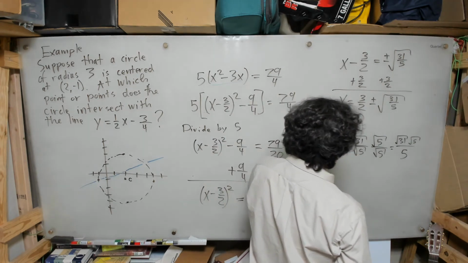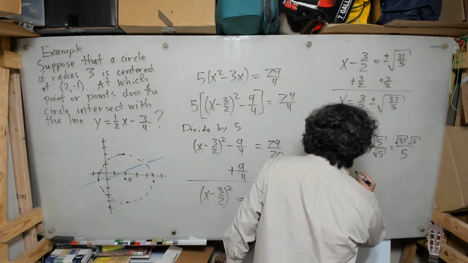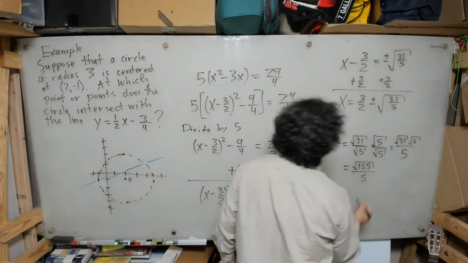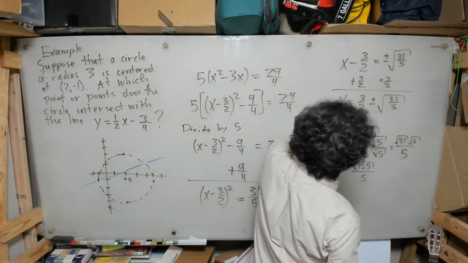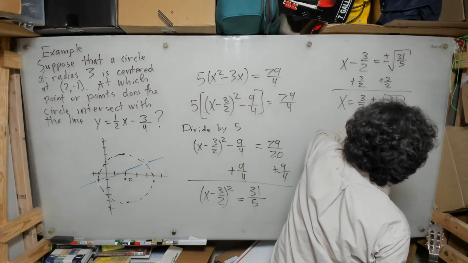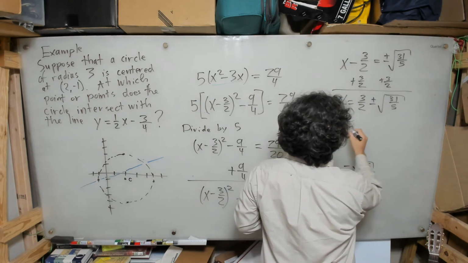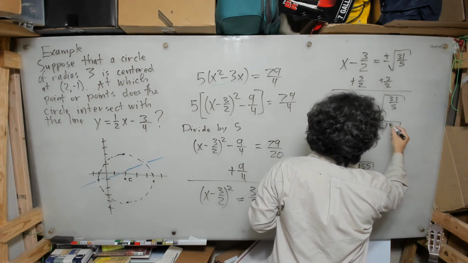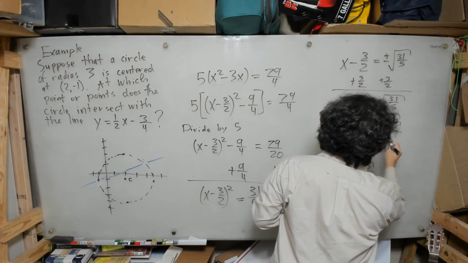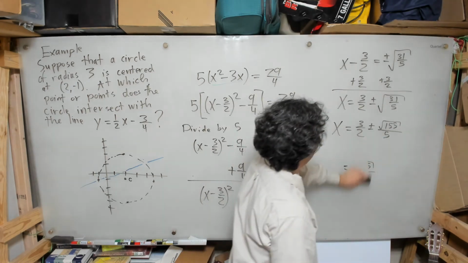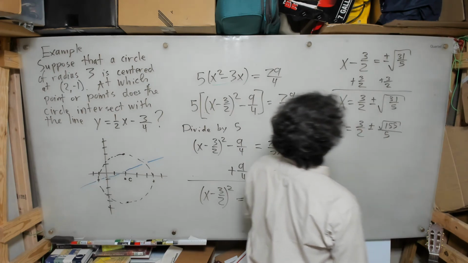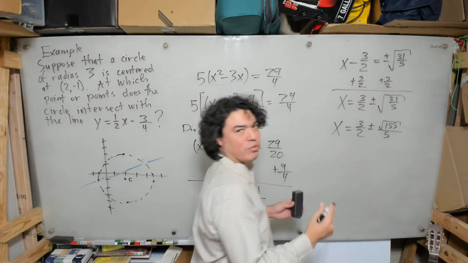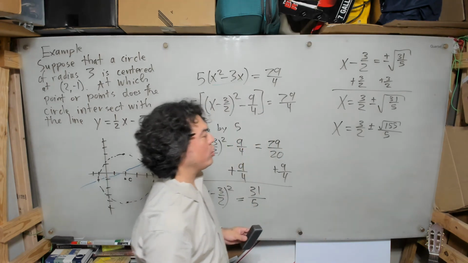So that is to say that I can rewrite the square root of 31 over 5 as the square root of 155 over 5. So that's going to allow us to rewrite our roots over here as x equals 3 over 2 plus minus the square root of 155 over 5. Okay? And then I can continue simplifying if I want. Well, in this case, we're not simplifying so much as we're trying to write it more cosmetically.